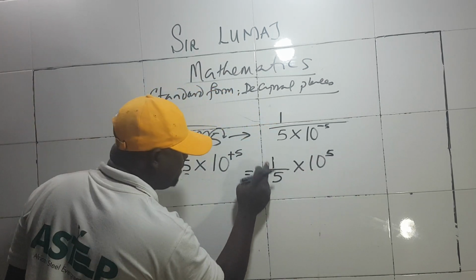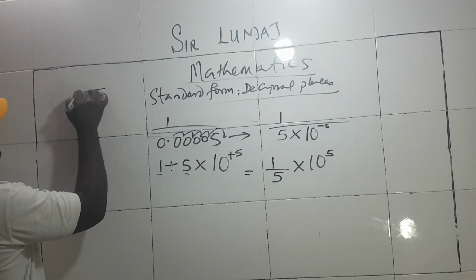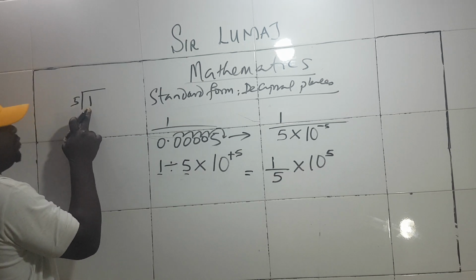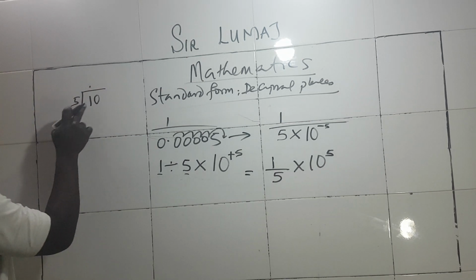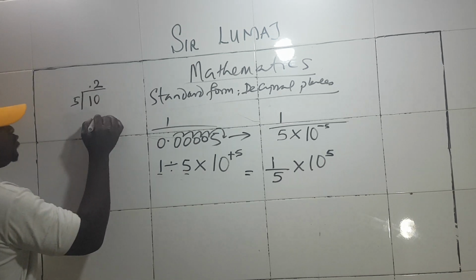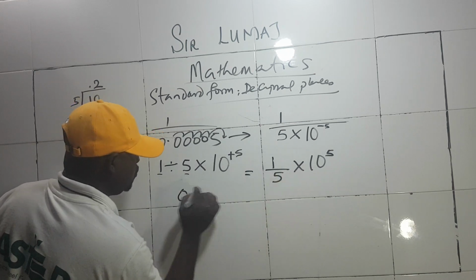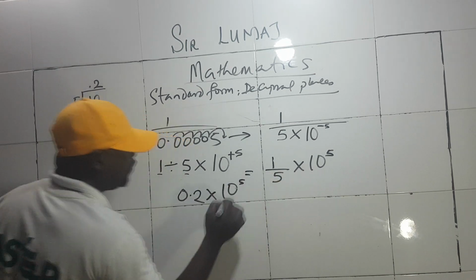So if you divide 1 by 5, how many times can 5 go in 1? It's not possible. You write a point. You add 0. How many 5s can you find in 10? 2. So the answer is what? 0.2. So I have 0.2 times 10 raised to power 5.